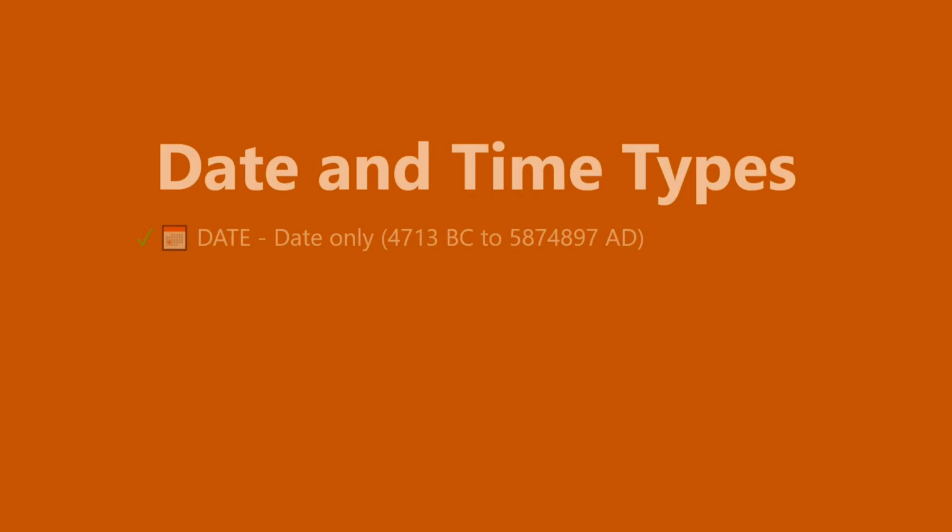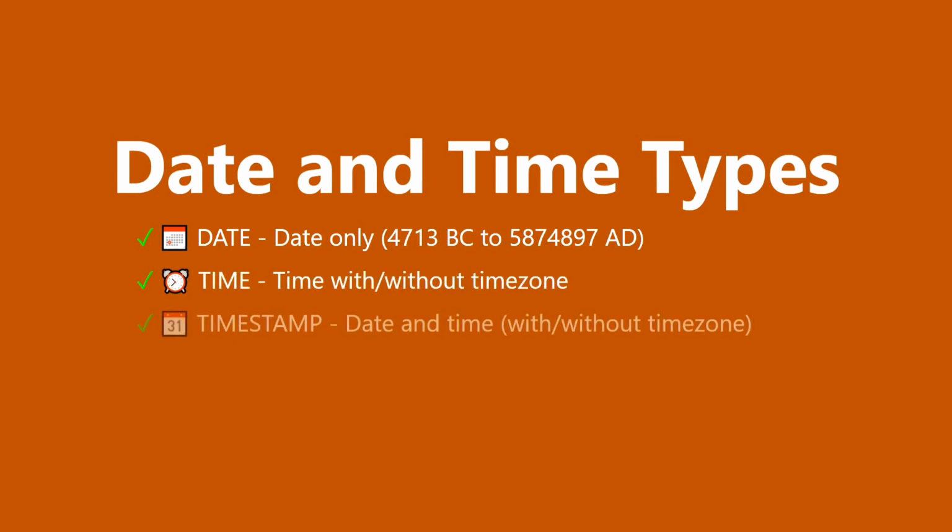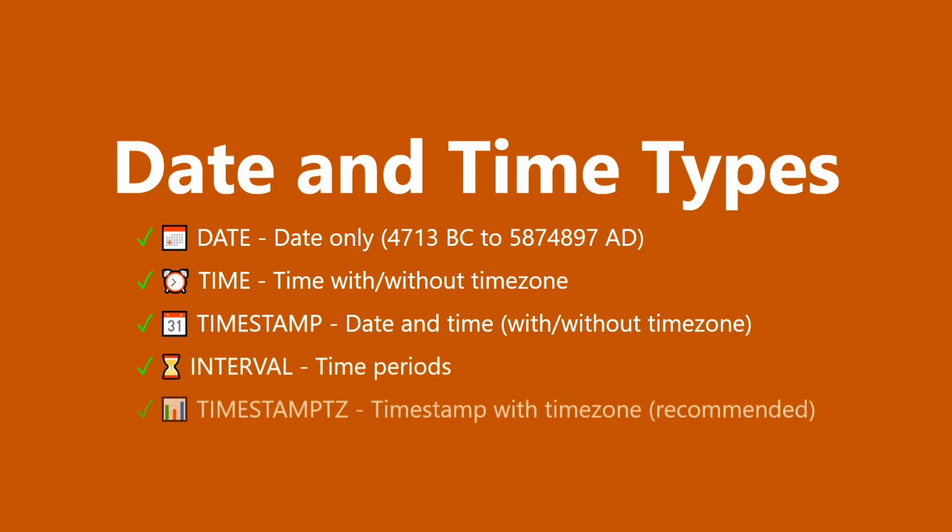Handling dates and time properly is crucial for any business application. Date types store just the calendar date without the time information. Time types handle clock times with optional time zone information. Timestamp combines both date and time in one field for measuring duration. Interval types track periods like 2 hours or 3 days. And use timestamptz, timestamp with time zone, to avoid the nightmare of time zone conversion issues later on.